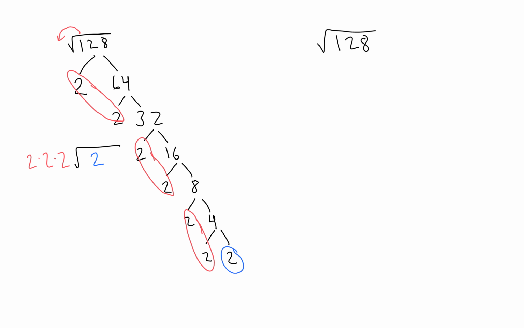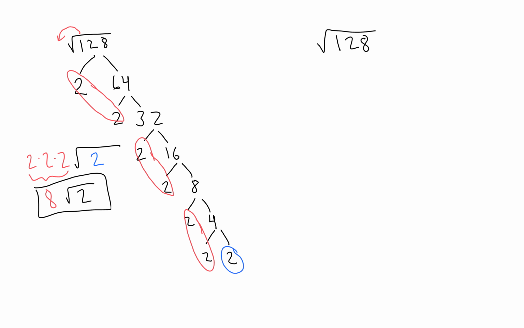Okay? And then we would multiply all of those 2's together. 2 times 2 times 2 is 8. And finally, we still have that root 2 because you can't do the square root of 2, so it just stays root 2. And that is our final answer.